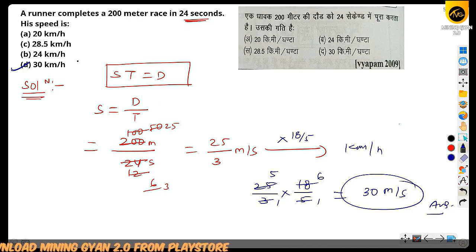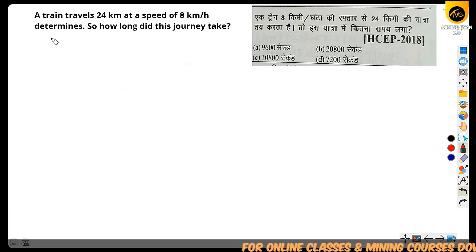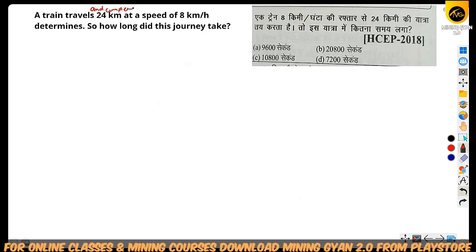Okay, correct, Venkatesh, correct. Another example: a train travels 24 kilometer at a speed of 8 kilometer per hour. A train travels 24 kilometer at a speed of 8 kilometer per hour. So how long did this journey take?